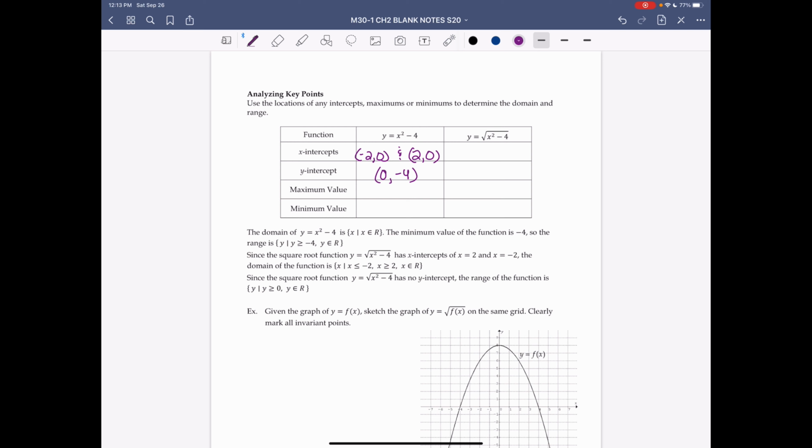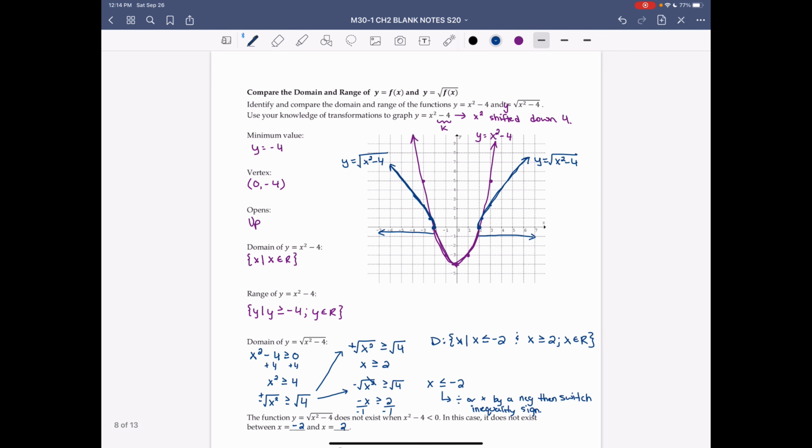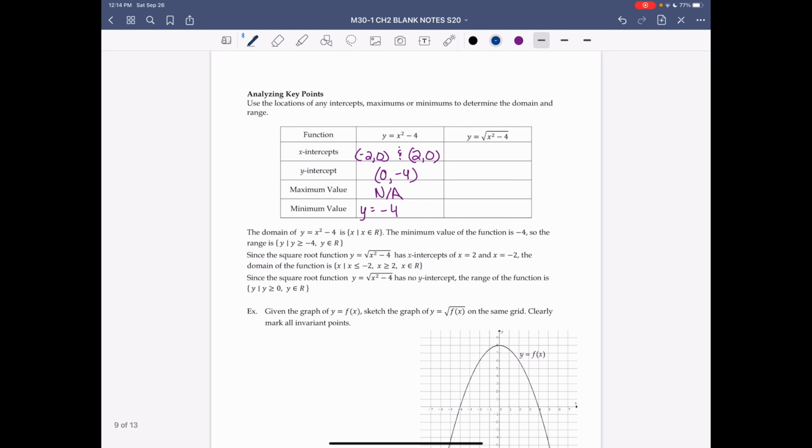The maximum value, it didn't have a maximum value, not applicable. And then the minimum value was the y value of the vertex, which is y equals -4. So the domain of y equals x squared minus 4 is x an element of the real numbers, all the real numbers. The minimum value of the function is -4, so the range would be y is greater than or equal to -4. Looking at our square root function, our x-intercepts were also at -2 and +2, -2, 0, and 2, 0.